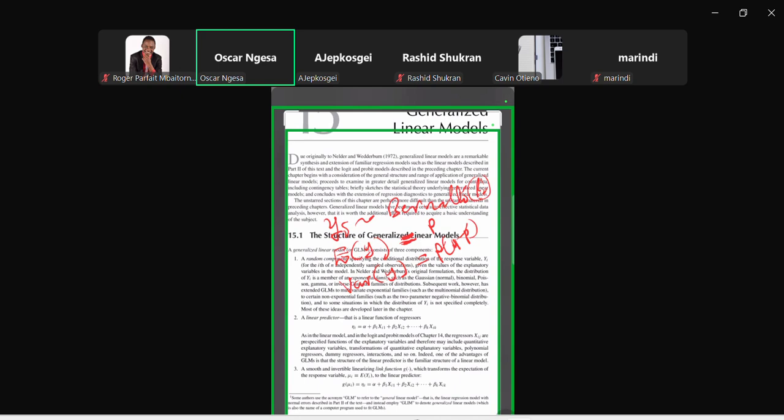So what is the expected value of y for Bernoulli? It's p. So the expected value is p. So what does the link function do? If you read number 3, you'll get the answer from it. What does the link function do?